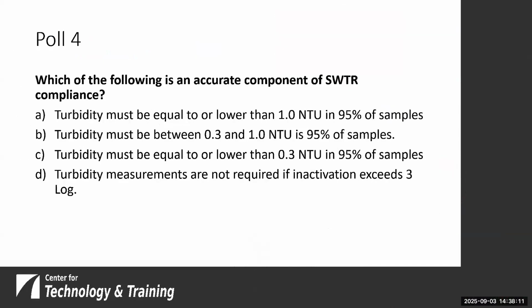So now we have my final poll. Which of the following is an accurate component of surface water treatment rule compliance? A, turbidity must be equal to or lower than 1 NTU in 95% of samples. B, turbidity must be between 0.3 and 1 NTU in 95% of samples. C, turbidity must be equal to or lower than 0.3 NTU in 95% of samples. And D, turbidity measurements are not required if inactivation exceeds 3 log.